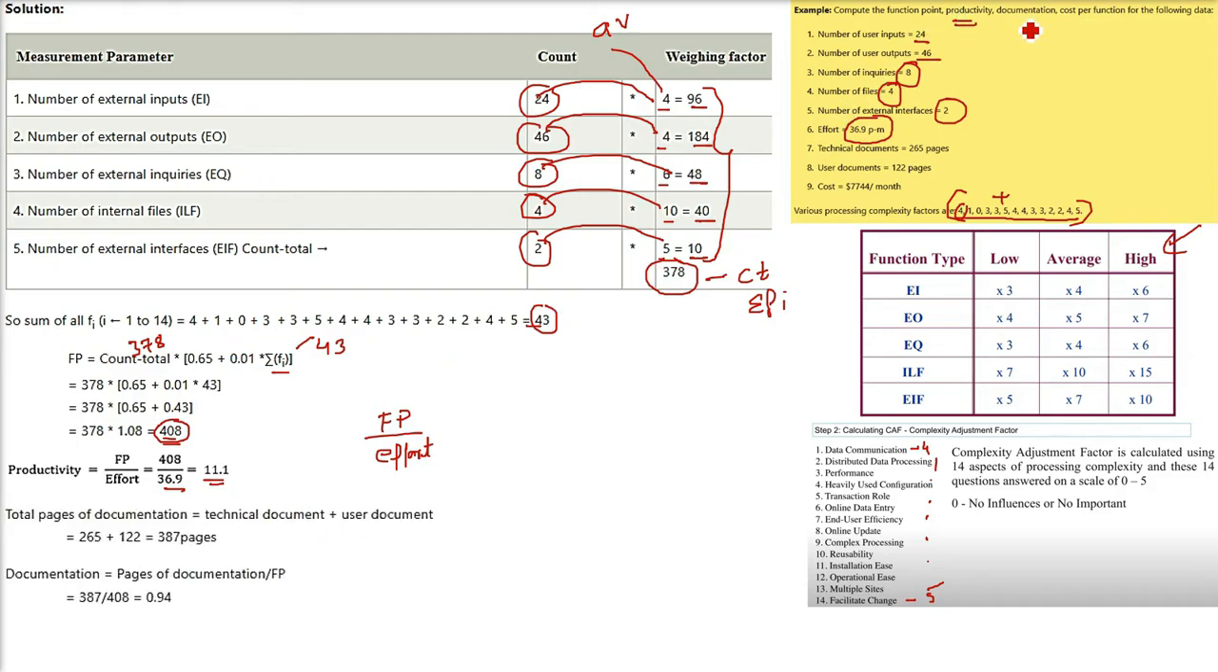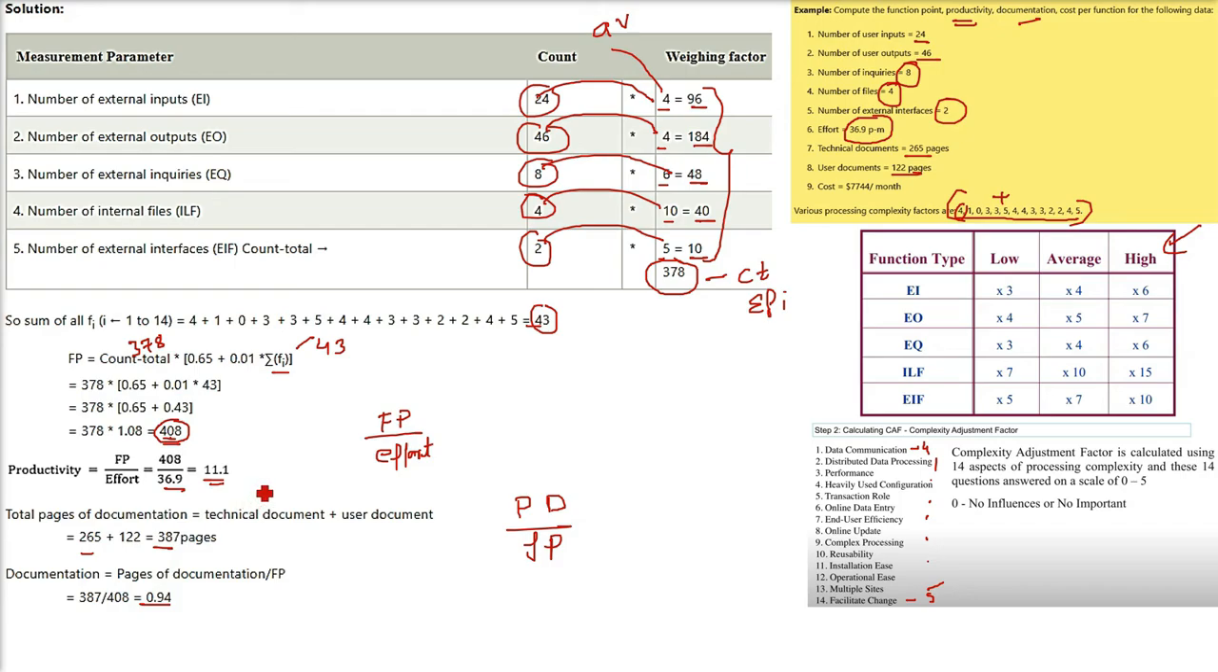Then the documentation. For that we have to add the technical document as well as the user document. So you have 265 plus 122. Just add them. These are going to be the number of pages. And what is the documentation? The number of pages of the documentation divided by the function point. So what do you get? Just divide them, 387 by 408. This is going to be 0.94. So this is 0.94 for documentation.